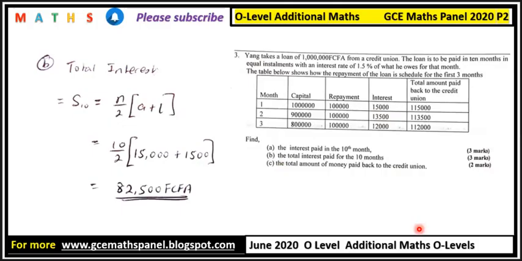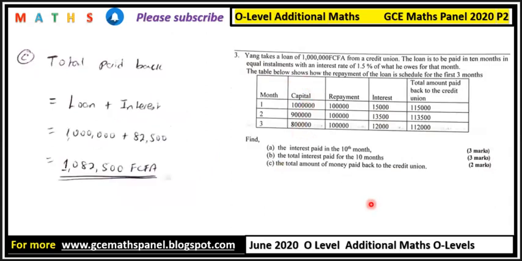Now, for the C part of the equation, the total amount of money paid back to the credit union. So this total amount of money paid back will be just this total interest plus the 1 million that was taken as loan. And that gives us a total of 1,082,500 francs CFA.